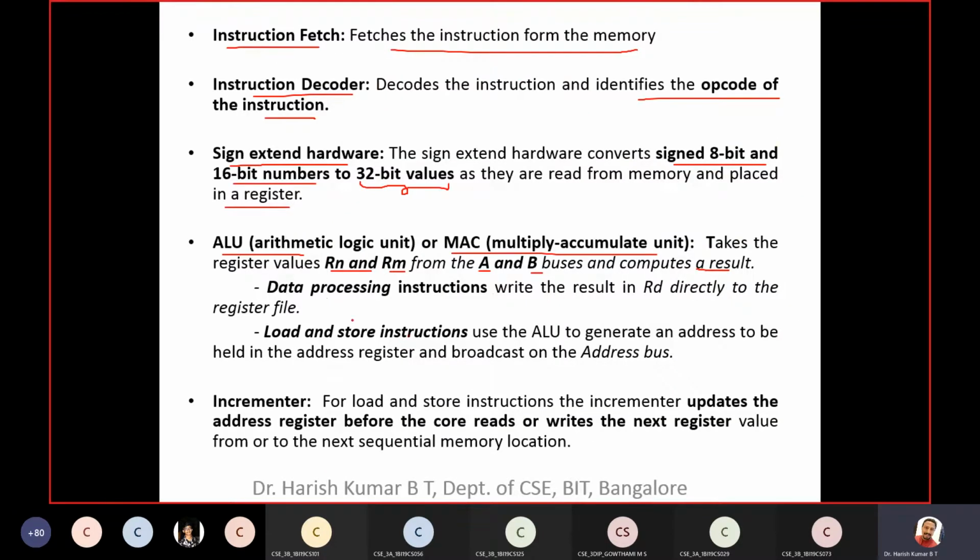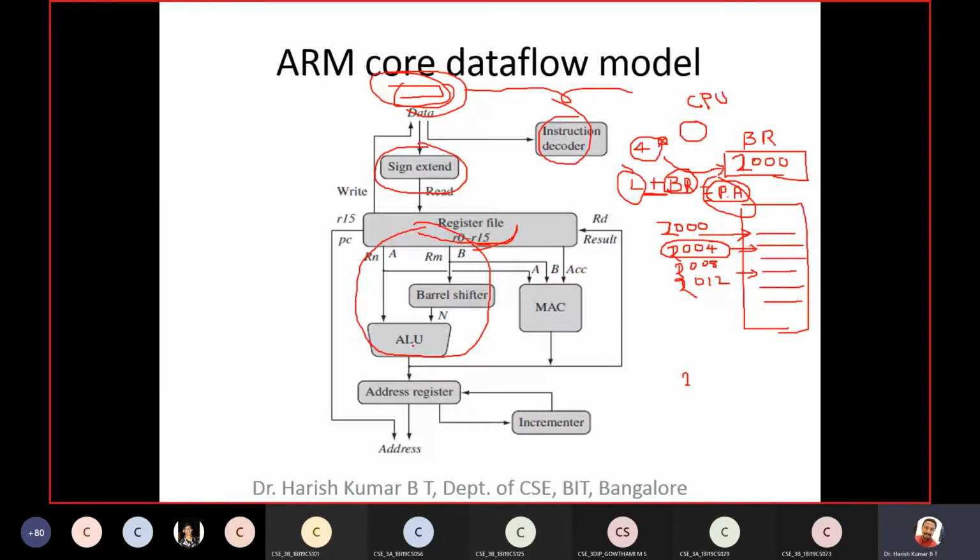Okay. Next. So data processing instructions, what do they do? Any data processing instruction writes the result to the destination register. So it goes to the destination register, which is present again inside the register file.